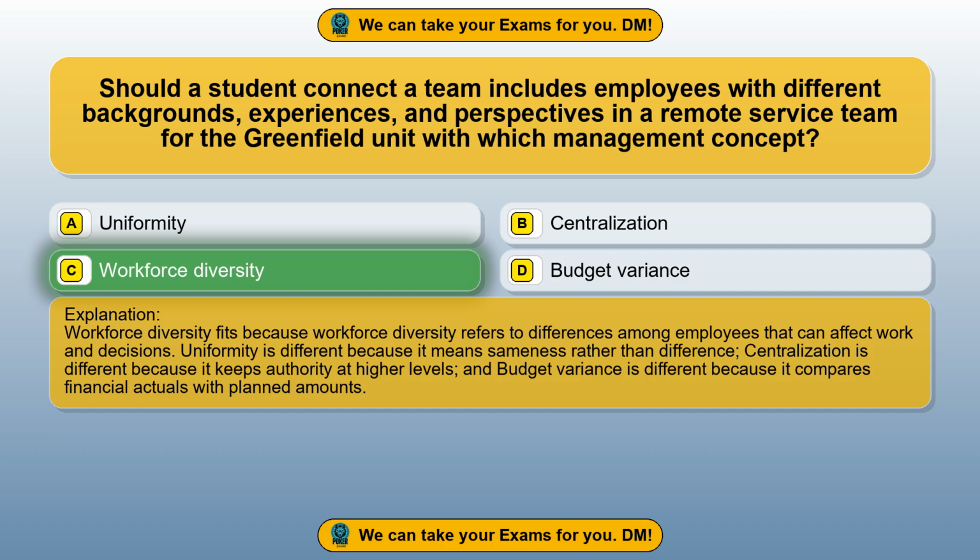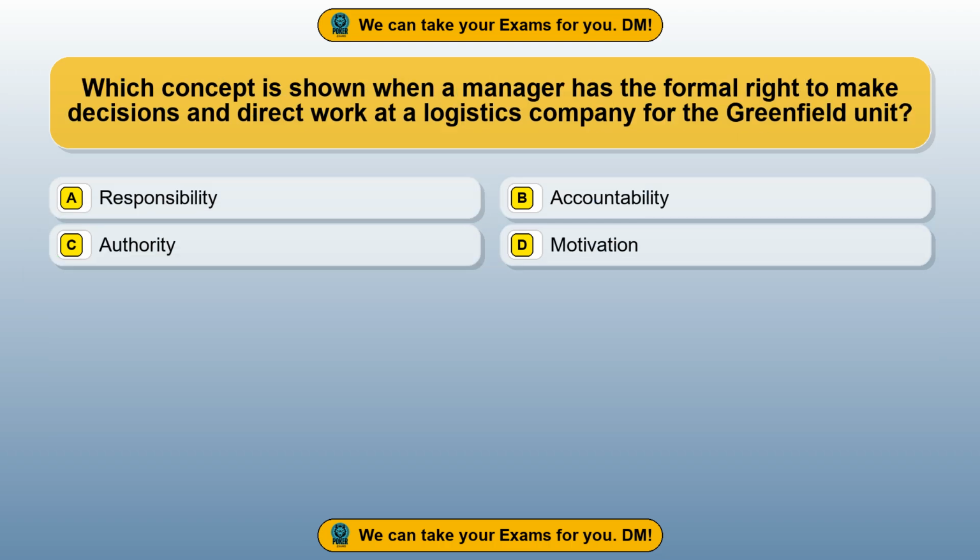Uniformity is different because it means sameness rather than difference. Centralization is different because it keeps authority at higher levels, and budget variance is different because it compares financial actuals with planned amounts. Question 35.